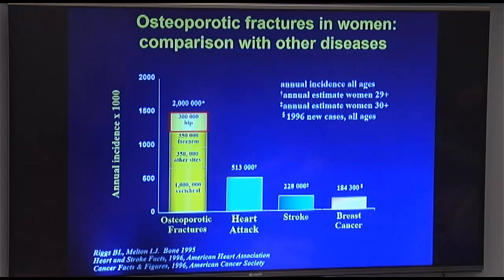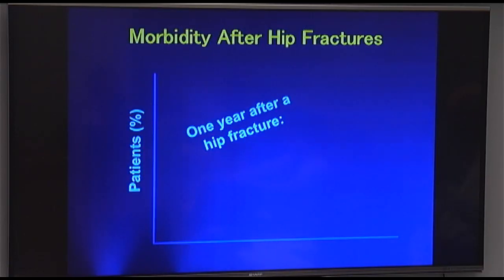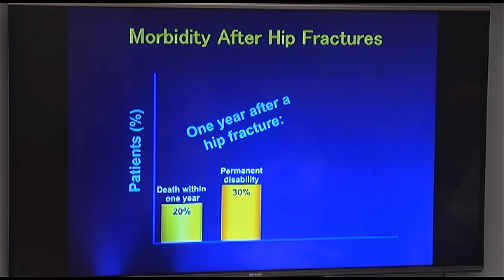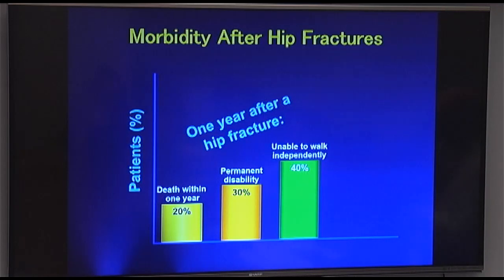So of the non-vertebral fractures, the most important is the hip fracture. And the hip fracture is occurring some number, 300,000 hip fractures per year. And we have said before, and will continue to say, that the broken hip is not just a broken bone. There is an increase in mortality of upwards of 20% in the first year after that hip fracture. 30% of these individuals have some kind of permanent disability. 40% are unable to walk.